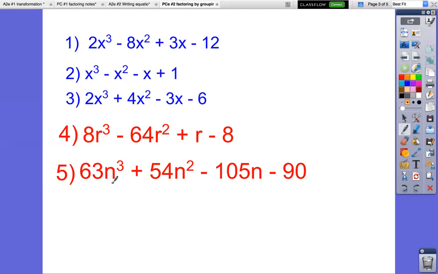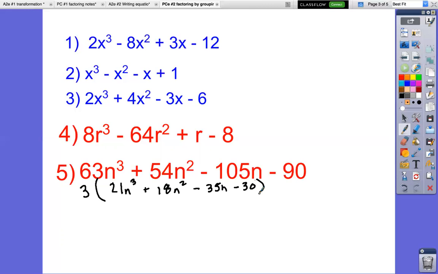So do you take 3 divided by all of them? So you wouldn't split it just yet? That's right. Okay. So I'm going to factor that out first. And now I'm left with 21 n cubed plus 18 n squared minus, I believe that's 35 n minus 30. Check my work. That's right. Okay.